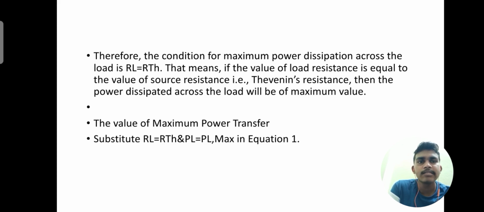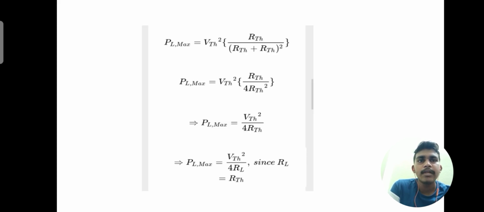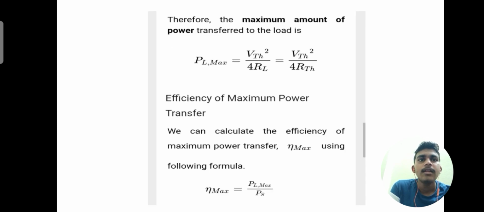The value of maximum power transfer: substitute RL equal to Rth and PL equal to PL maximum in equation 1. We get PL maximum equal to Vth square into Rth by Rth plus Rth whole square because RL equal to Rth. PL maximum equal to Vth square into Rth by 4 into Rth square. PL maximum equal to Vth square by 4 Rth. PL maximum equal to Vth square by 4 RL since RL equal to Rth. Therefore, the maximum amount of power transferred to the load is PL maximum equal to Vth square by 4 RL, which is equal to Vth square by 4 Rth.